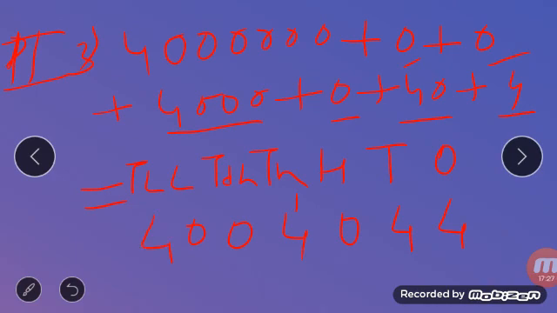So how will you read it? 40 lakh. How to put the comma? According to the Indian system, first 3, then 2. So 40 lakh 4,044. Understood? This way you have to do question number 2 given on page number 24. If you have doubt in any question, you can ask me anytime. You can give me a message. Surely I will reply to you.